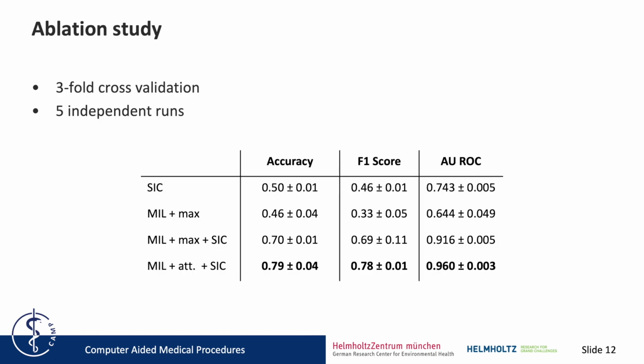Quantitative results are also supporting this. We designed an ablation study with 4 different models and did threefold cross-validation on 5 different runs. We are reporting the accuracy, F1 score, and area under curve for single instance classification, multiple instance learning with max pooling, multiple instance learning with max pooling and auxiliary single instance classification, as well as our proposed method. And we could achieve an area under curve of 0.96, which is pretty good for our task.